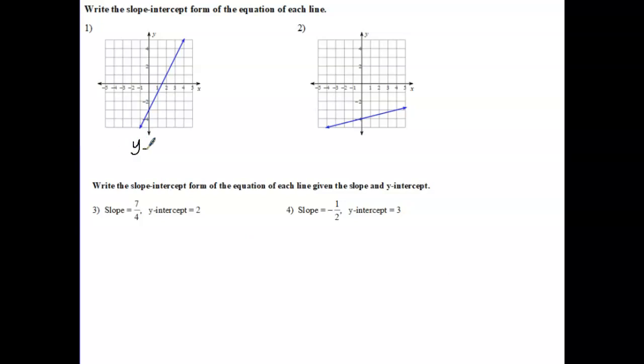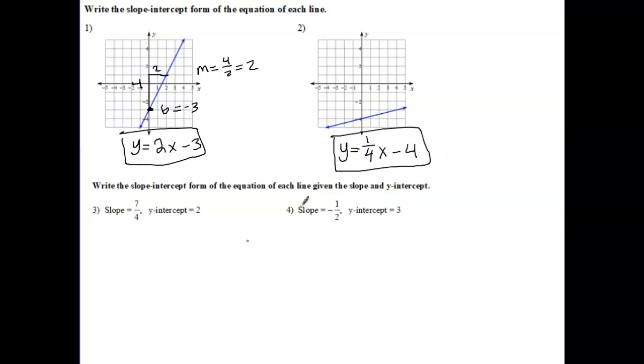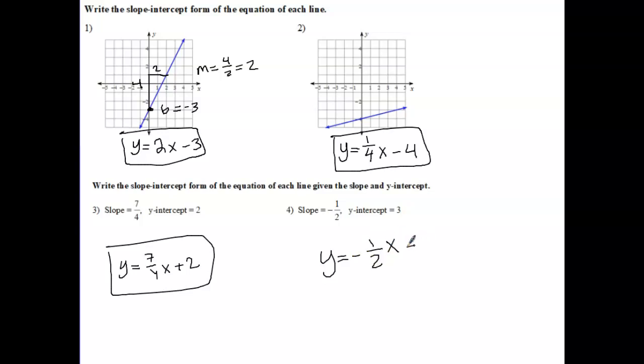We should have y is equal to a slope of 1, 2, 3, 4, +4 over 2. A slope of 4 over 2 will reduce down to just 2. So 2 times x, and then I see that that y-intercept is a -3. Here we should have y equals 1 over 4 times x minus 4. Y equals 7 over 4x plus 2, and y equals -1/2 times x plus 3.